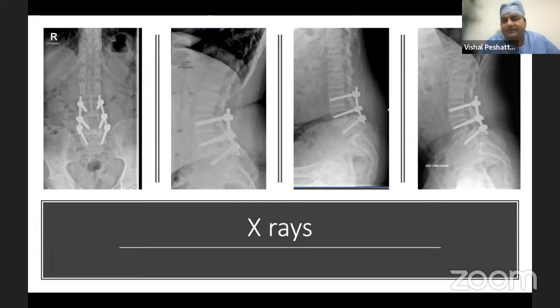Sooner, better. But this is not going to settle. If that L5 screw is loose, that's the foundation of your fixation. If the foundation is loose, you might have a very solid building above, it's going to fall. That's what is happening here. Right. So, Manish, any inputs, anything from your side?